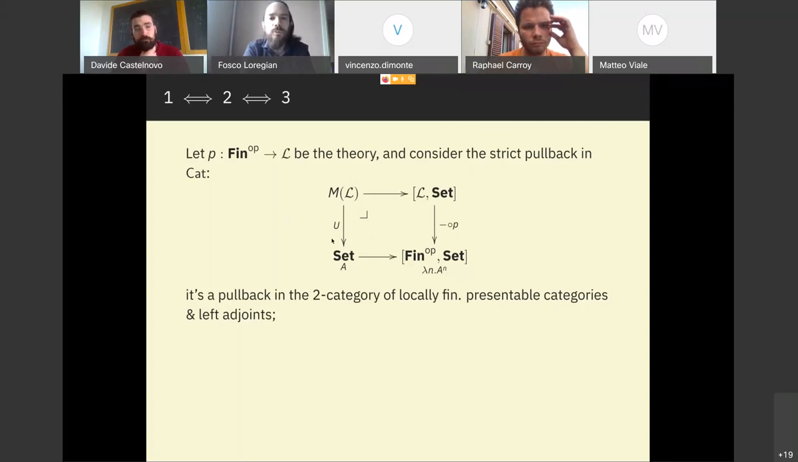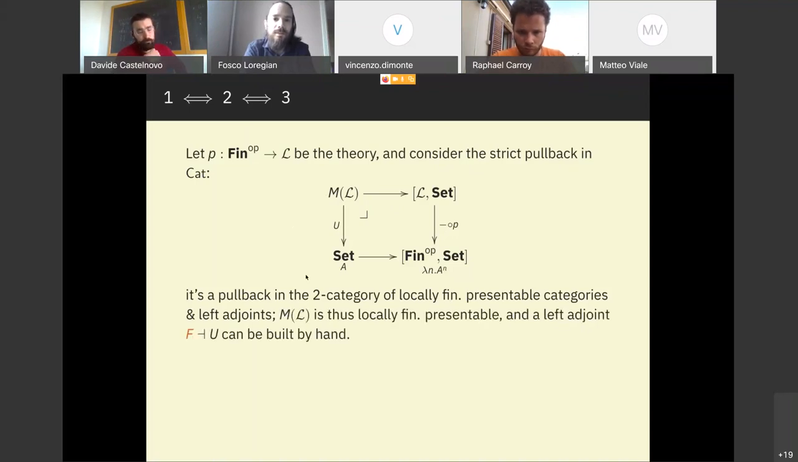Okay, this functor U is extremely rich in properties because there are very sleek ways to endow U with very good properties. For example, the fact that I'm doing a pullback of finitely presentable categories will entail that M of L is again locally finitely presentable. And I can build by the adjoint functor theorem a left adjoint for U. So I'm left with a forgetful functor that admits a left adjoint. I am just so this far from having a monad because every adjunction gives me a monad.